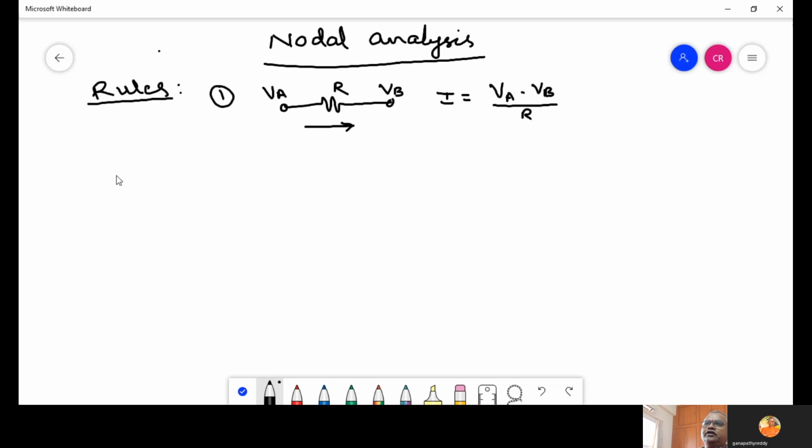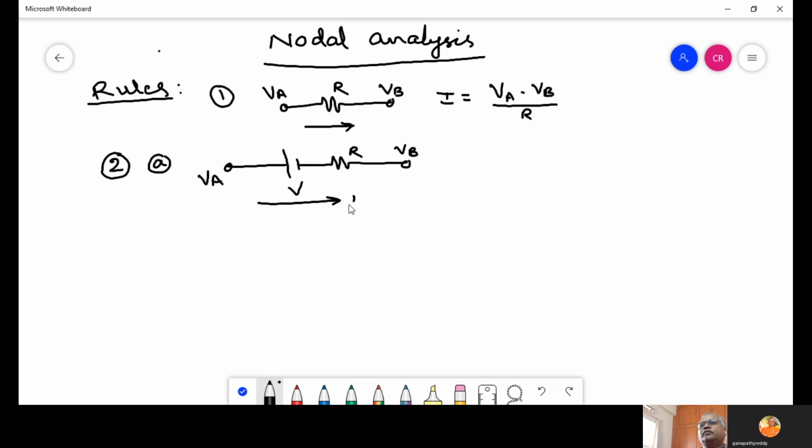This is simple. The branch contains only one resistor. Now this second one is complicated. In this case, if it is having a voltage source followed by a resistor, with VA and VB, I want this current I. So how to write the expression for current I here?